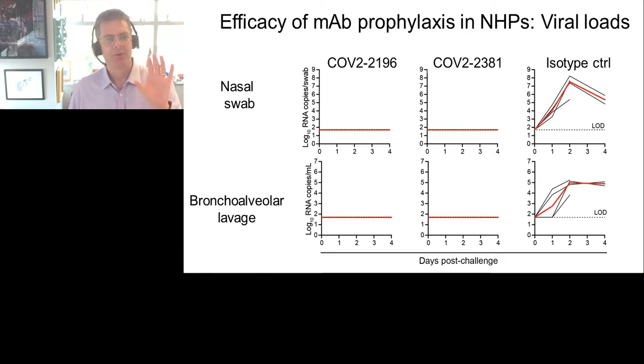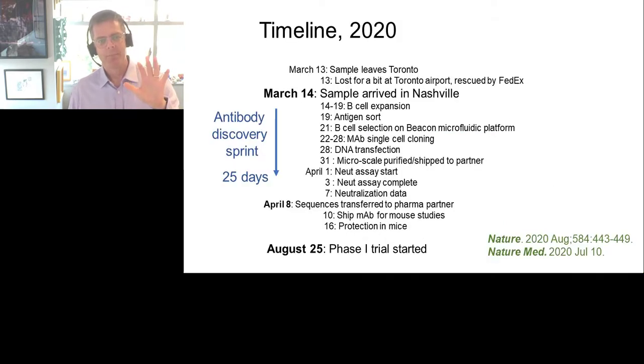And just to think through what I just showed you happen, we got a sample that ultimately gave us the lead candidates. We received that sample in Nashville on March 14th. We did a sprint over a 25-day period and then transferred the sequences to a pharma partner, AstraZeneca, and on August 25th, they started a phase 1 trial. We've already published most of what I showed you during that sprint in Nature and Nature Medicine, if you want to look at that. But a phase 1 trial on August 25th from efforts where we got the sample on March 14th was really pretty rapid. So we're doing more animal studies, accumulating structures.